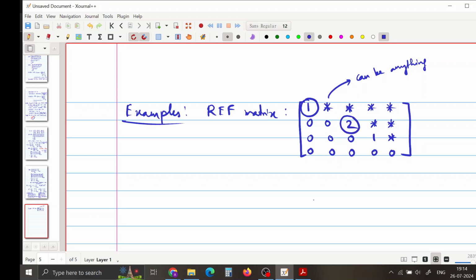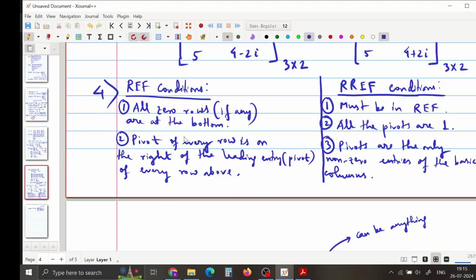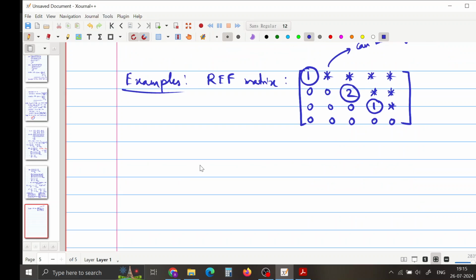This is the second pivot because that's the first leading non-zero entry of the second row, and similarly this is the third pivot. These are the 3 pivots, correct? And does it satisfy the conditions of a REF matrix? Yes, it satisfies. See, the pivot 2 is to the right of the pivot above. Similarly, this pivot 1 is to the right of this pivot 2, and the all-0 row is at the bottom. Okay, so those are the 2 conditions for REF, right? And they are satisfied.